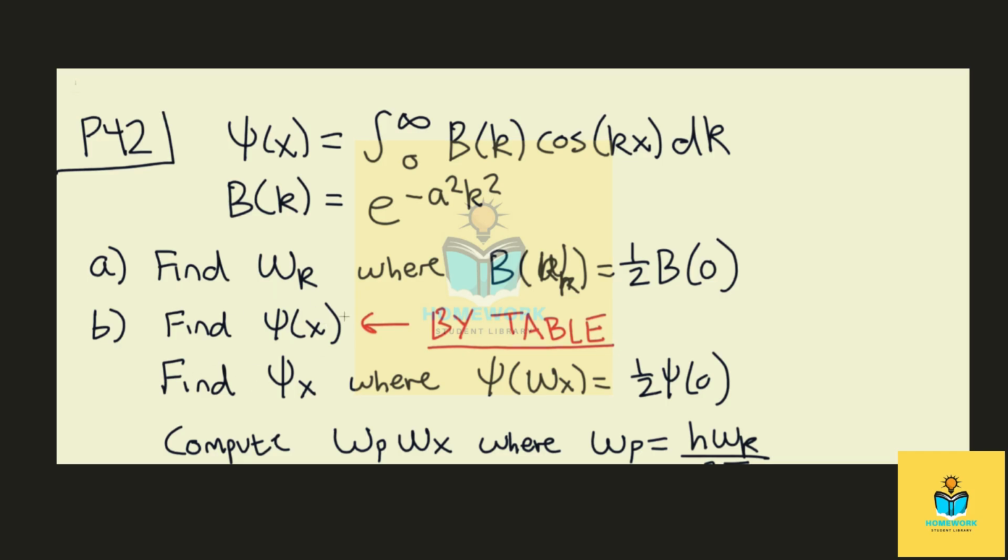Once we find psi of x, or what we think is psi of x, we can find the half width in real space as well, defined as psi of omega x being half of its maximum value. Once we have these, we can then take the half max in momentum, multiply it by the half max in space, and comment on the result. So let's start this up.